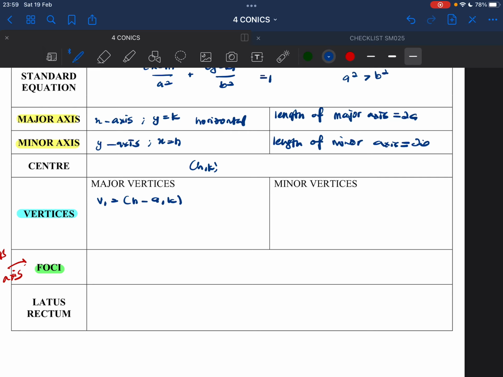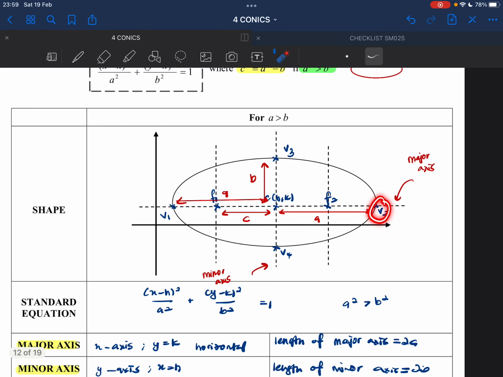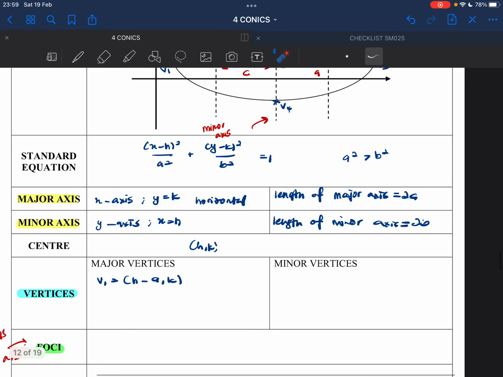Okay, so let's see the coordinate of v2. The y coordinate doesn't change, it is k. This one is on the right, so h plus a. So v2 is equal to (h plus a, k).